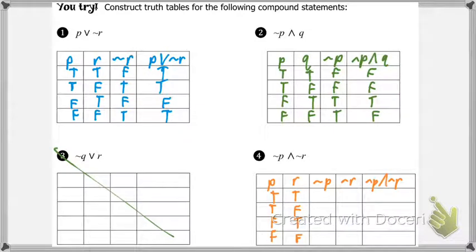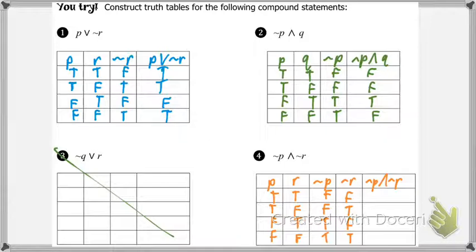Now, not P. Well, that's going to follow from the first column. So it's going to be the opposite of what the first column was. The first column was true, true, false, false. So this will be false, false, true, true. The fourth column, not R, will follow R. Just be the opposite. So instead of true, false, it'll be false, true, false, true.